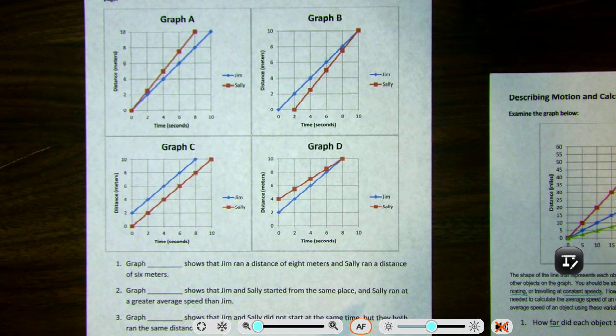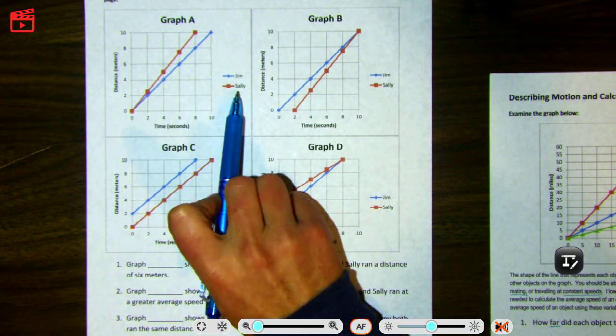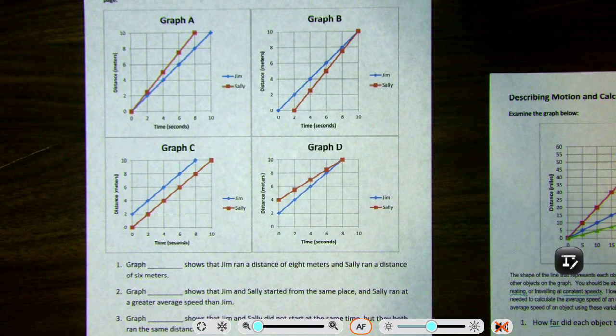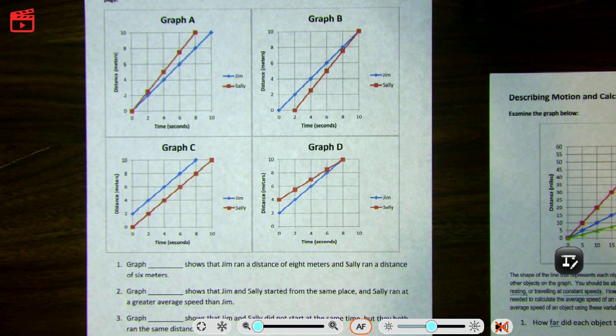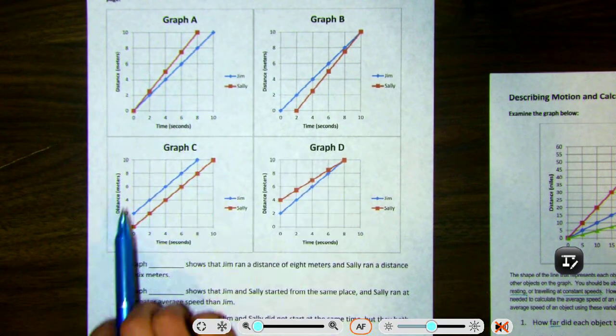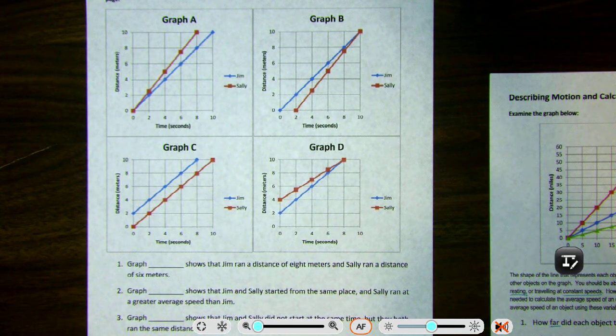We also see that the blue is going to be Jim and Sally is going to be the red. All right, so we have two of the same people in all of them, and even our units are all the same. We have meters, our distances, and our times are all in seconds. So we all know they're going to be meters over seconds. So let's take a look at this.